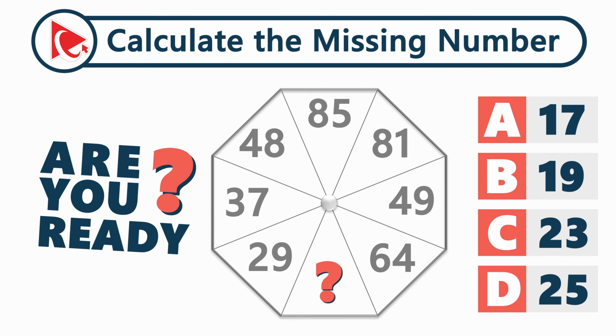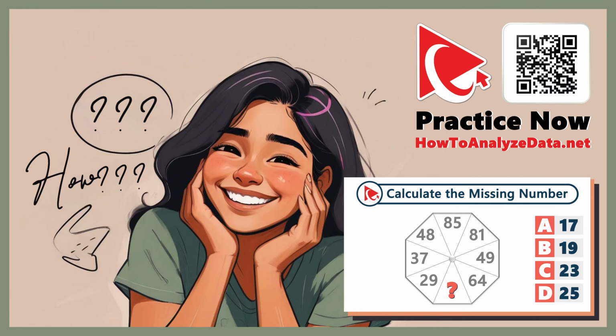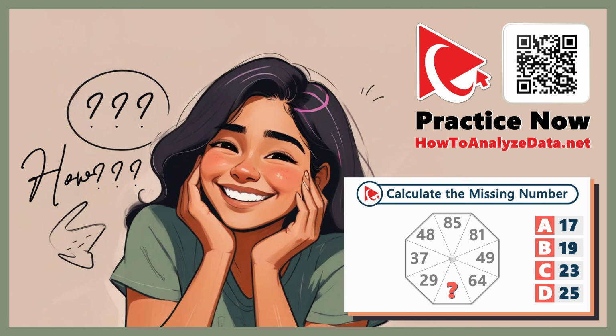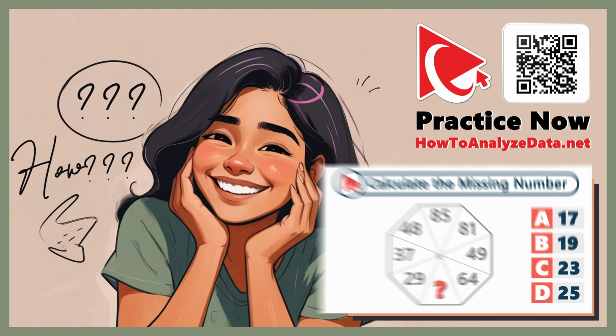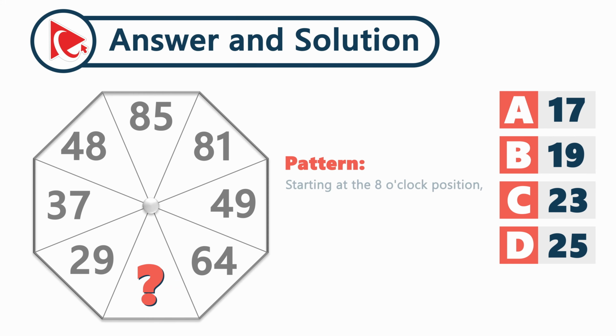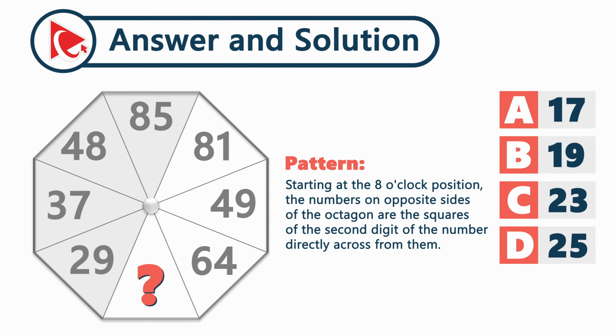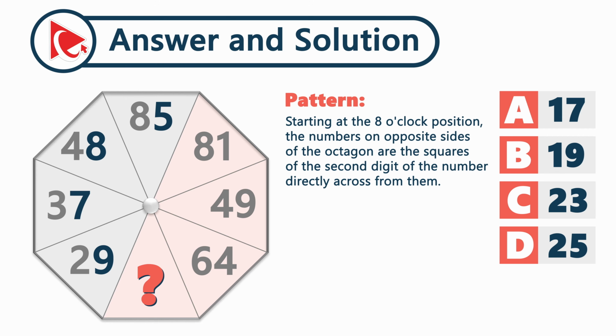Are you prepared to share your answer? One thing you don't need to worry, even if you didn't get it right, as you might be surprised how simple the solution actually is. In fact, the pattern here is that starting at 8 o'clock position, the numbers on the opposite sides of the octagon are the squares of the second digit of the number directly across from them. Let's look at the example to better understand it.